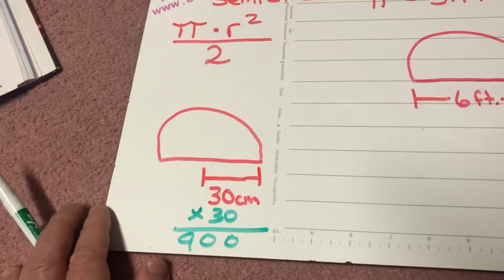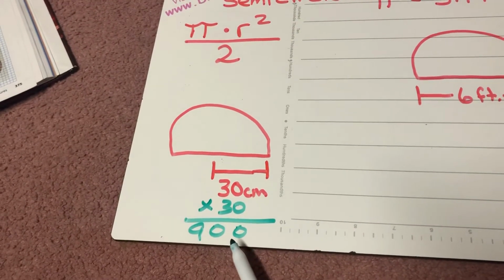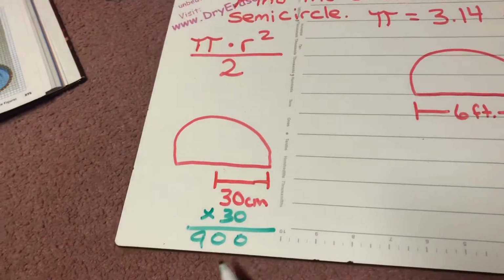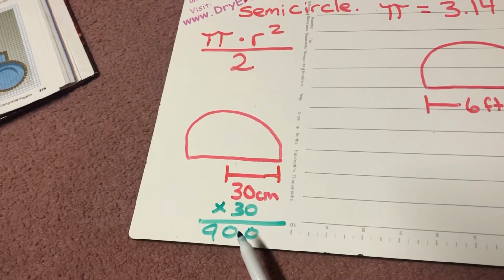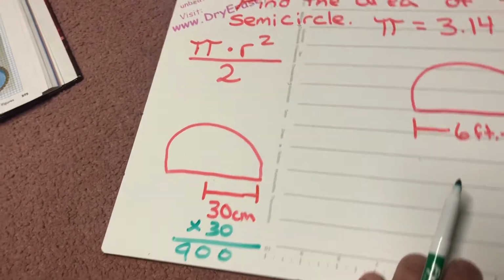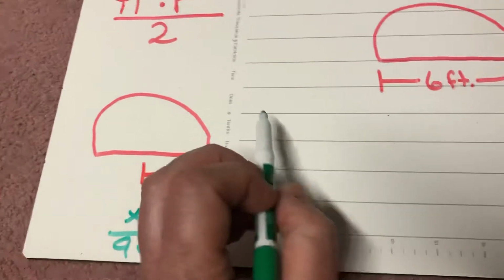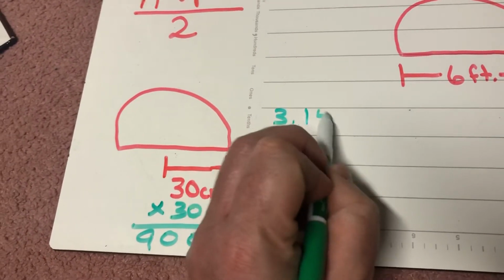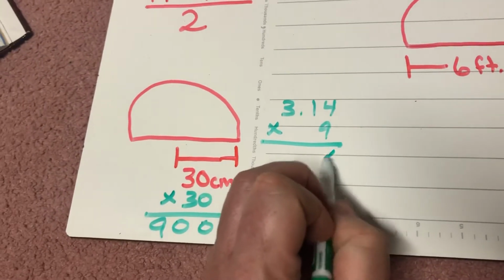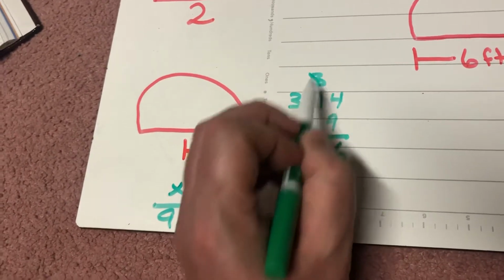Now, there's a couple different options that I could do. I could cut this in half, all right, and it really doesn't matter. I could take 900 and divide it by 2 and get 450, and then take that times pi. That would work. However, with these numbers with the 2 zeros, what I'm actually going to do is I'm going to take pi, which is 3.14, and I'm just going to multiply it by 9. 9 times 4 is 36. Put the 6 down, carry the 3. 9 times 1 is 9, plus the 3 is 12.